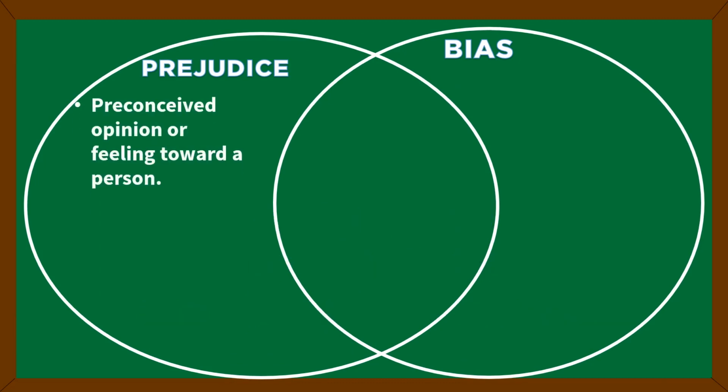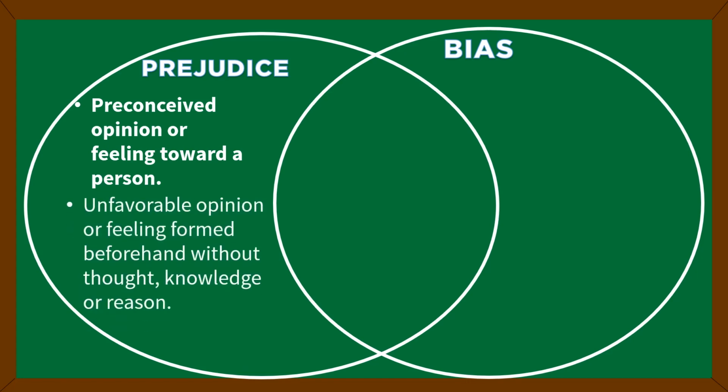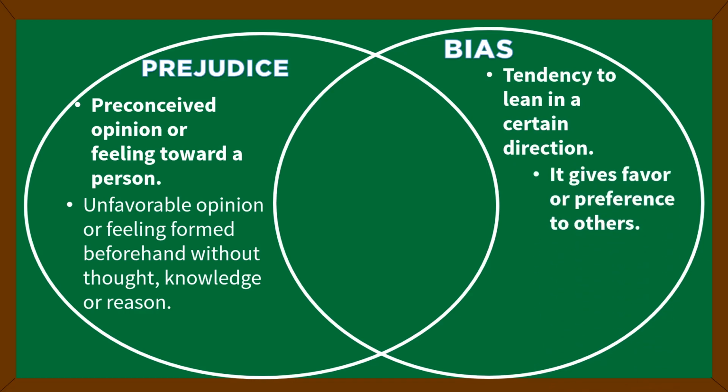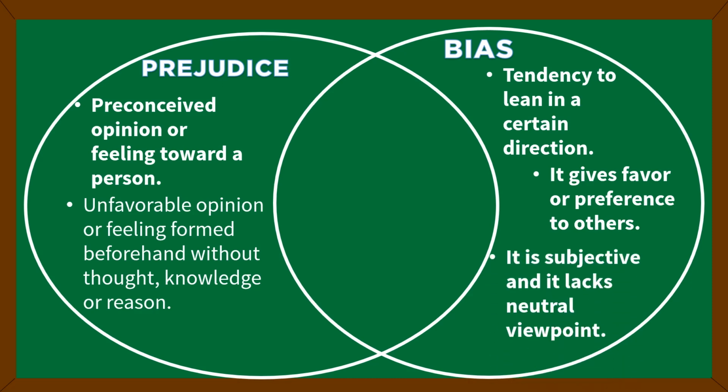Prejudice refers to a preconceived opinion or feeling toward a person. It is an unfavorable opinion or feeling formed beforehand without thought, knowledge, or reason. On the other hand, bias is a tendency to lean in a certain direction. It gives favor or preference to others. Lastly, it is subjective or it lacks neutral viewpoint.